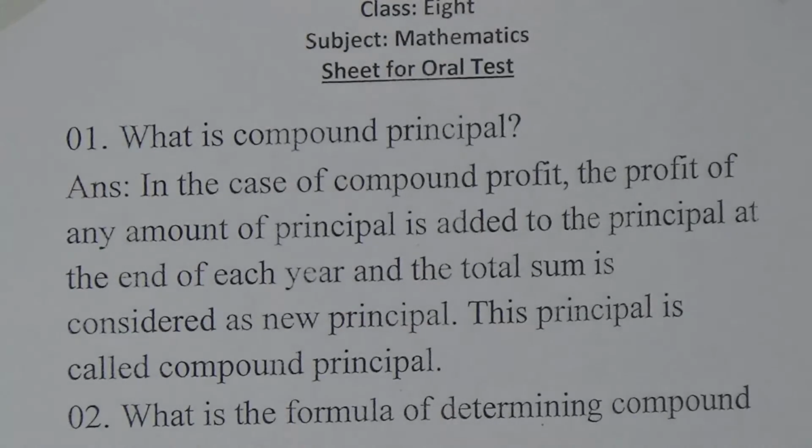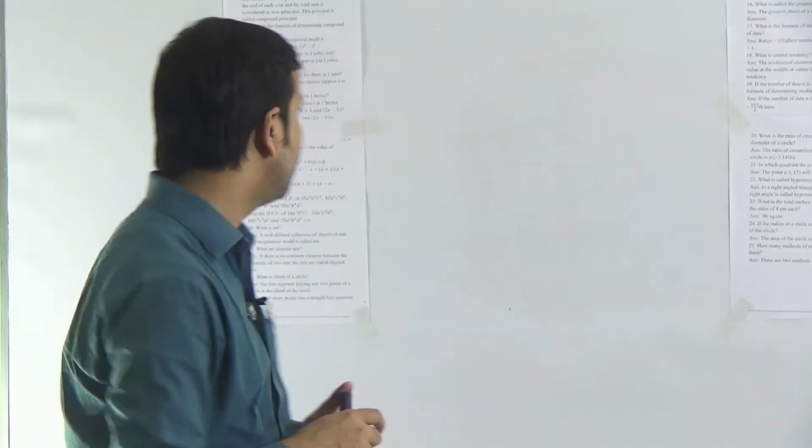Dear students, it means that after every year we will get some profit from any principal. If we add that profit with the principal at the end of the year, that principal will be known as the principal for the next year. This principal is considered as the compound principal. Okay dear students, I hope you have understood.